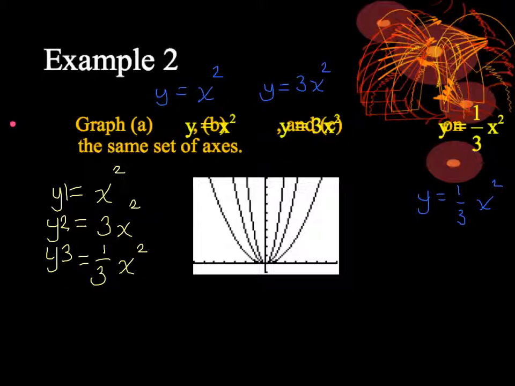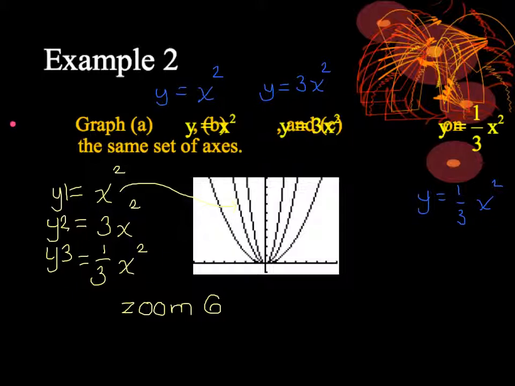To get my standard viewing window, which you see pictured here, all I need to do is hit zoom, and when you get there, you see that 6 is the option for standard viewing window. And you should see exactly what I see here. Now, as they come in, the very first one that you see is going to be the very first equation. So that is y equals x squared. It's that guy right there in the middle that popped up first.